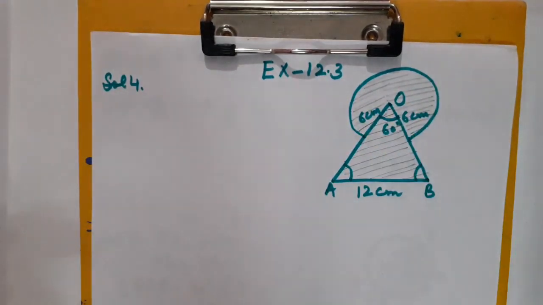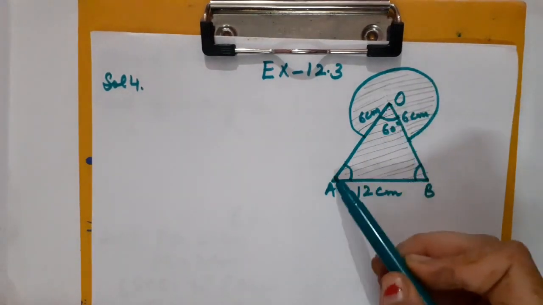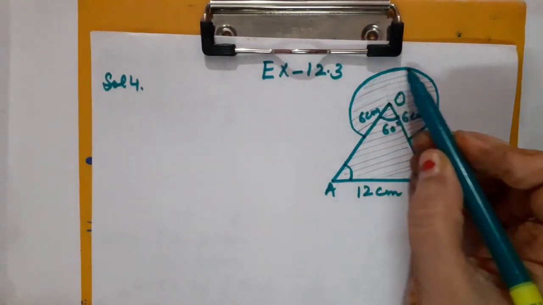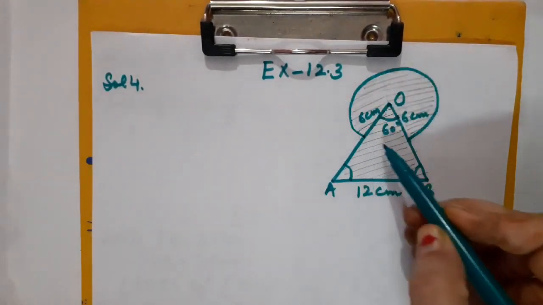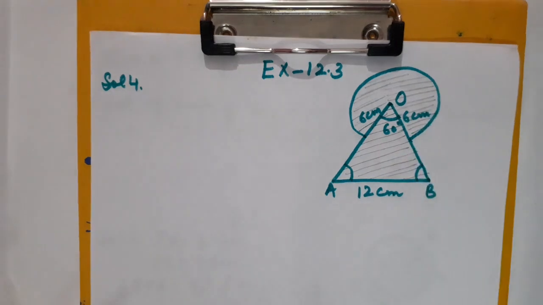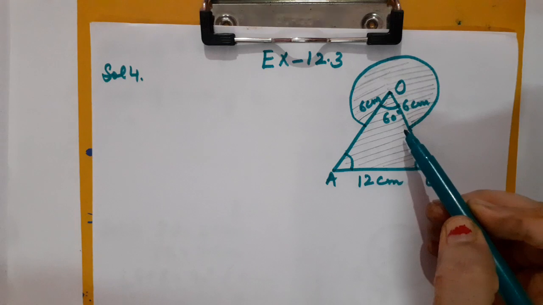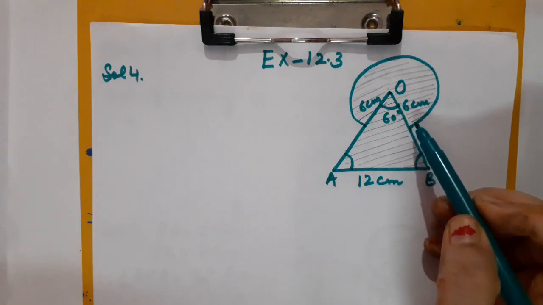So it is said in the question that we are going to calculate the area of the shaded region. Clear, children? So through this you have come to know which areas we are supposed to calculate. We will be calculating the area of the equilateral triangle and of course this region also, which is a circular region, you can see.